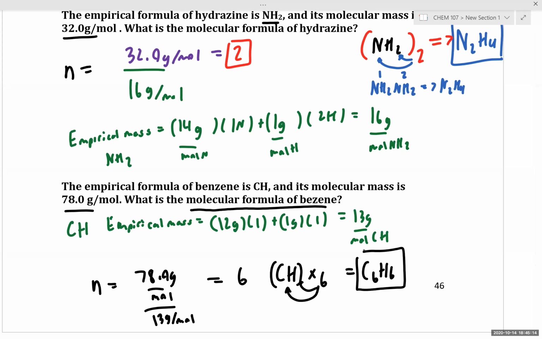Does that make sense to everyone? Is everyone comfortable with this example? Any questions?